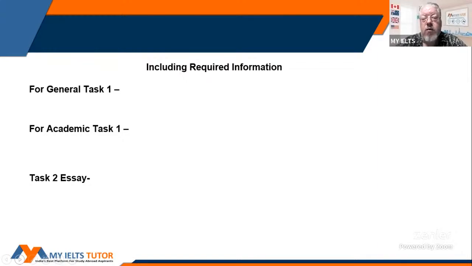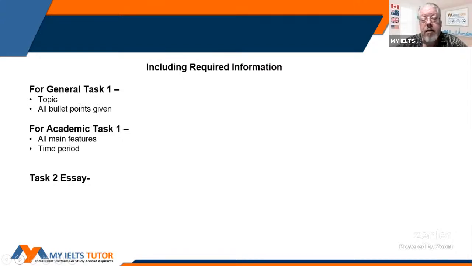Now, including required information. I'm going to give you an idea of what to include for each particular task. For general task 1, we include the topic. What's the letter about? Is it about making an apology, making a complaint, asking advice, or making a request? Whatever that is, you need to include that. Then you have all those bullet points that you need to talk about. Now for academic task 1, you need to include all the main features of the chart, okay? Later on, I'm not sure when, but soon I'll cover how to do academic task 1 and general task 1. But you need to include all the main features.